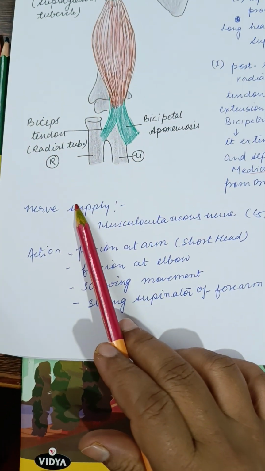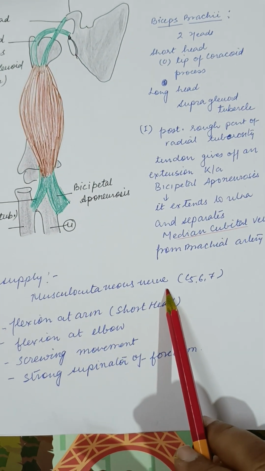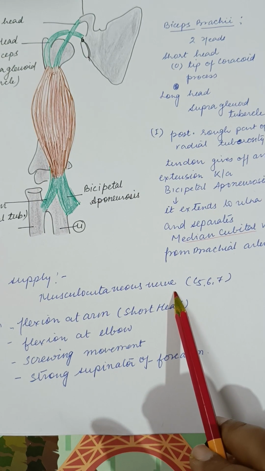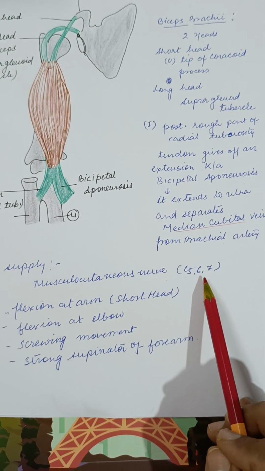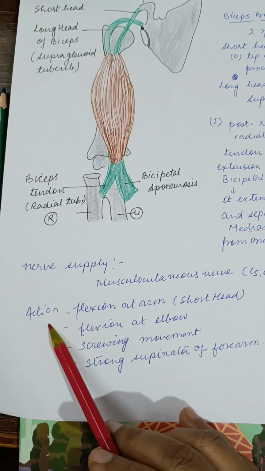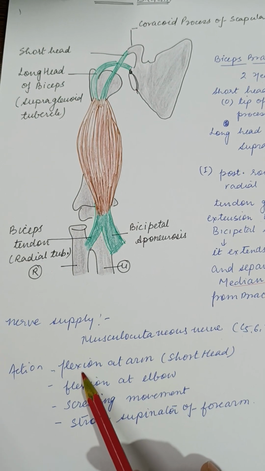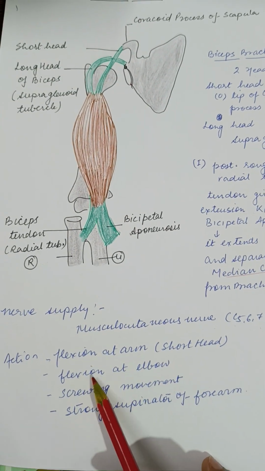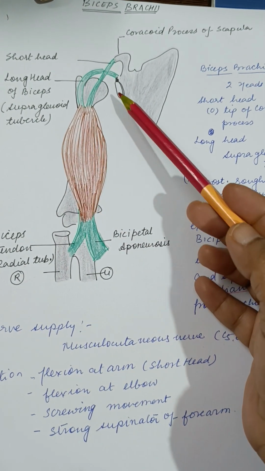So the nerve supply of this biceps brachii is by the musculocutaneous nerve, which is arising from the lateral cord of the brachial plexus with a nerve root value of C5, C6 and C7. The function or the action of this muscle, that is biceps brachii, is it causes flexion of the arm. It also causes flexion of the elbow, because this muscle is crossing two joints.